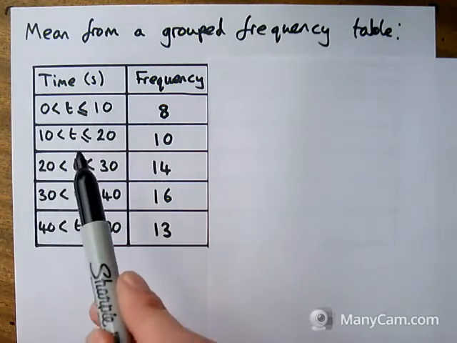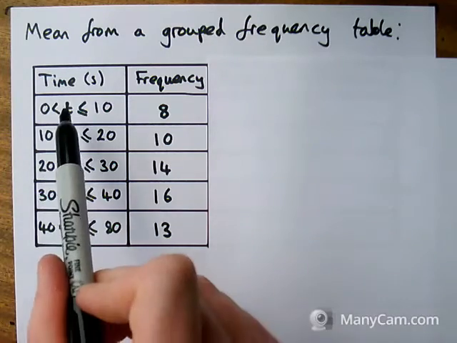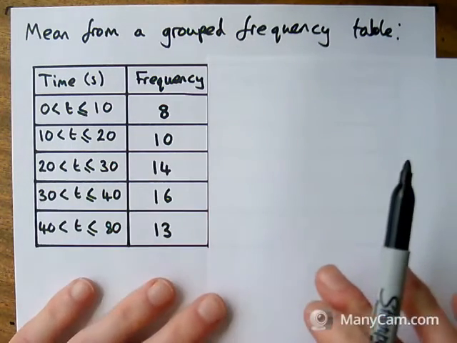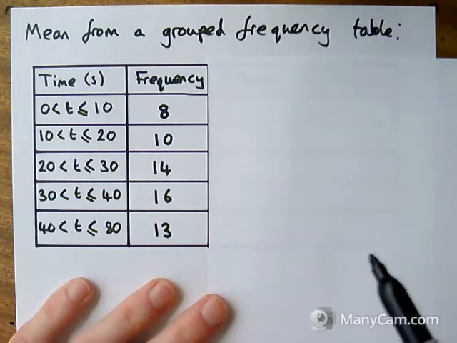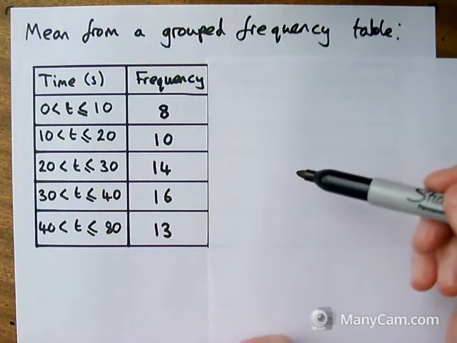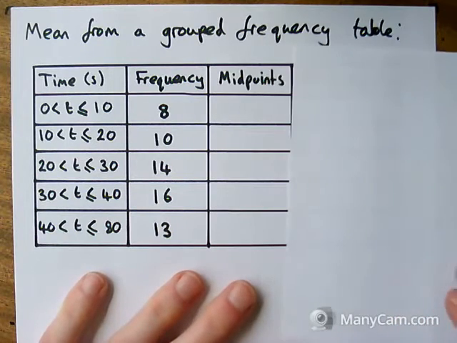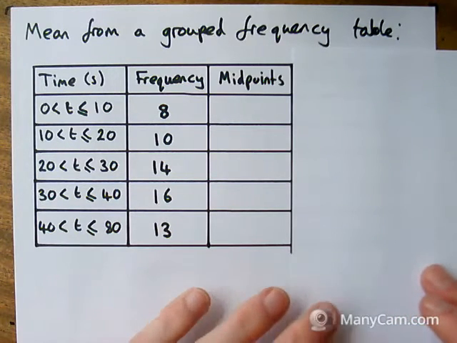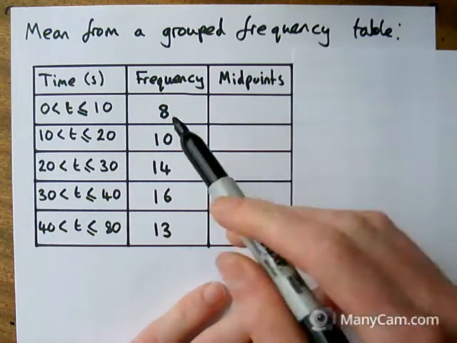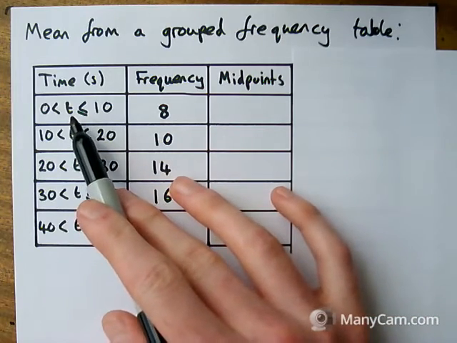So between 0 and 10 we'd have the midway point of 5, and do the same for each one of these. To make it nice and clear for you, and when you come to do examples of these in your books, I want you to draw an extra column next to your table that's got a heading of midpoints, so we can write down our midpoints of each of these intervals.